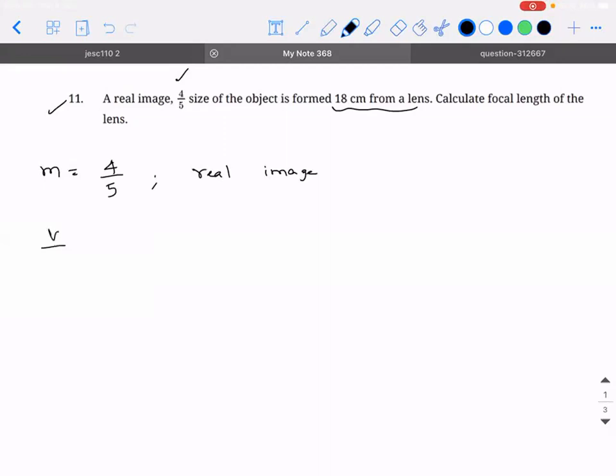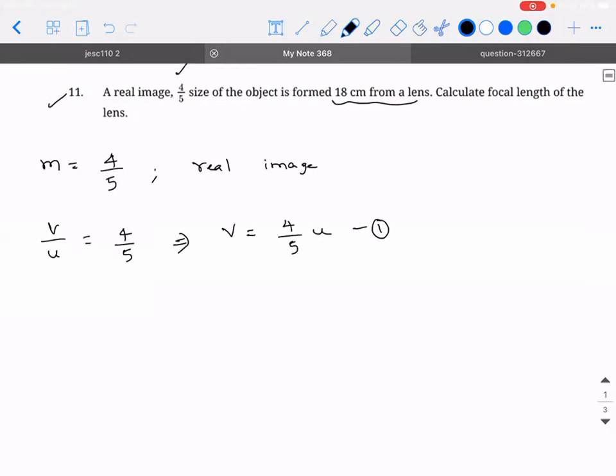So magnification is equal to V by U is equal to 4 by 5, which implies V is equal to 4 by 5 times U. Let this be equation number 1. Okay. So what is the only formula that we have to calculate the focal length of a lens? 1 by V minus 1 by U is equal to 1 by F. But before that, V is given to be at a distance of 18 centimeter. So take that and substitute it here.